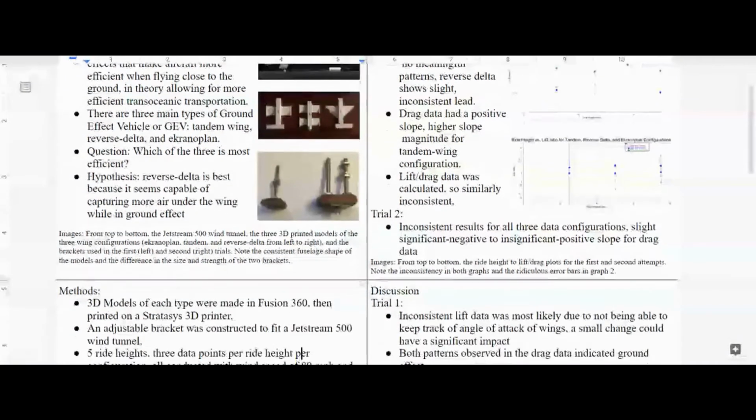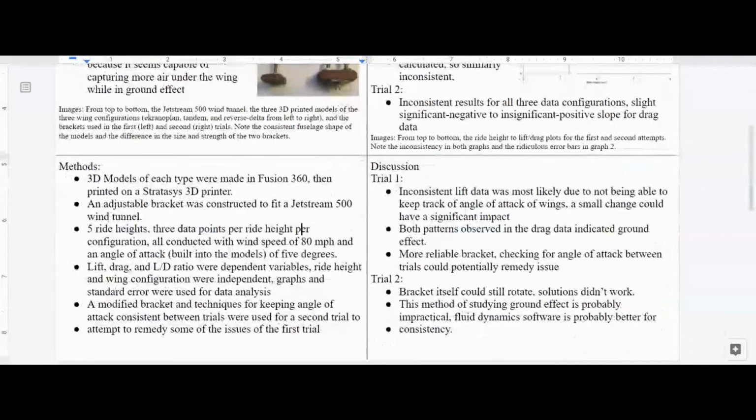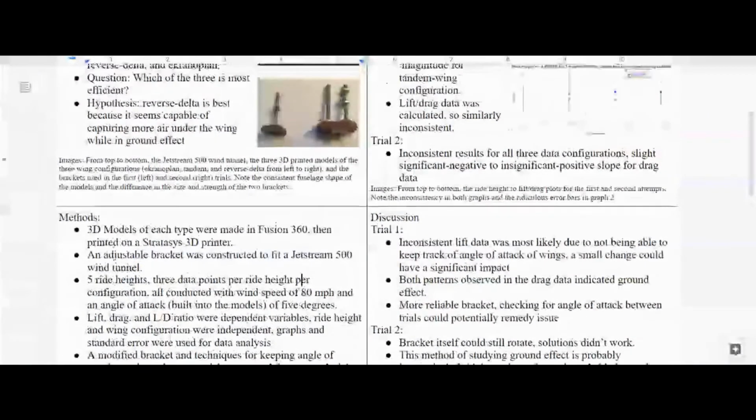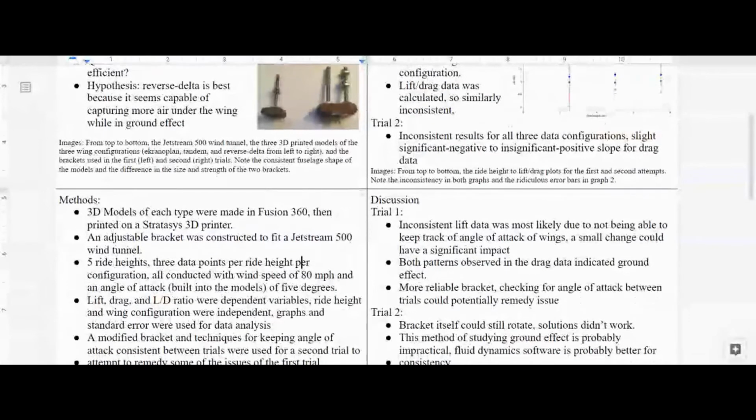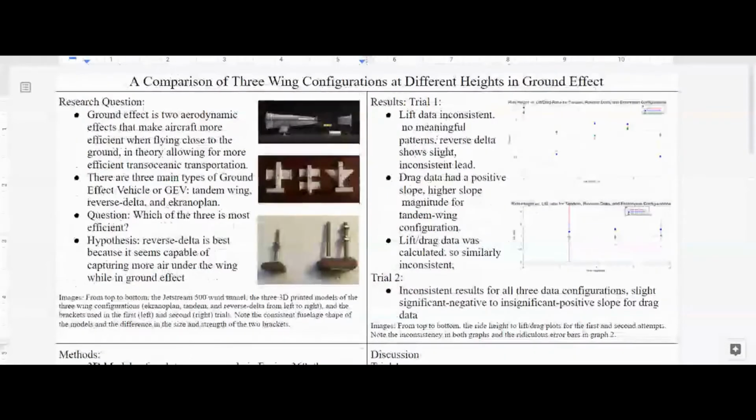I wanted to figure out which was most efficient, and I hypothesized that reverse delta would do the best. To test this hypothesis, I built 3D models of each type in Fusion 360, then printed them on a Stratasys 3D printer. After that was done, I tested them in a Jetstream 500 wind tunnel, changing the height above the ground using a custom adjustable bracket.